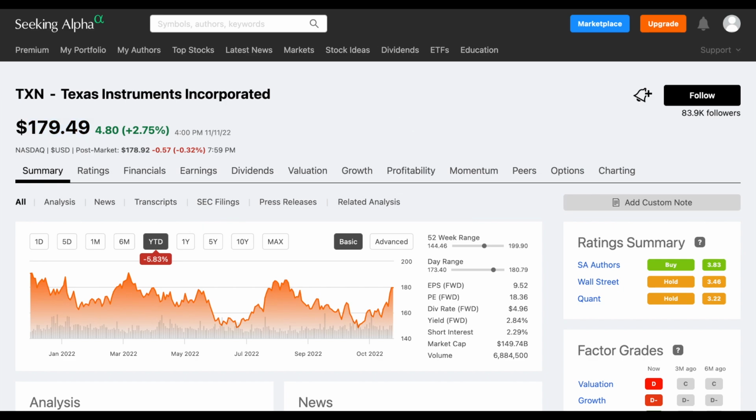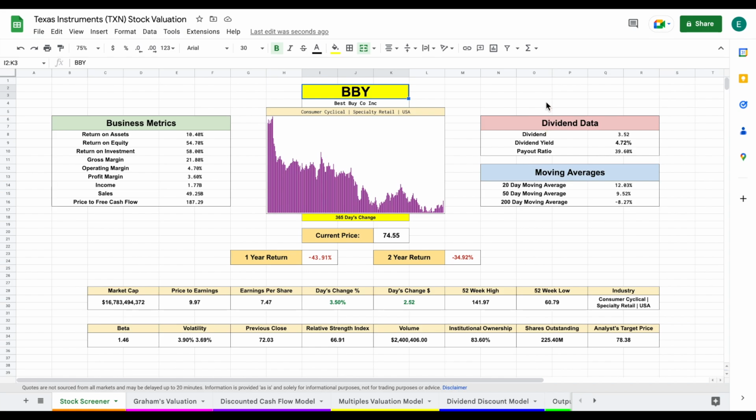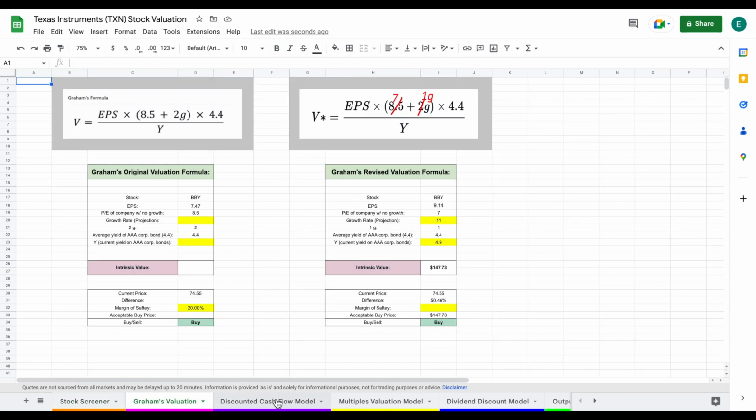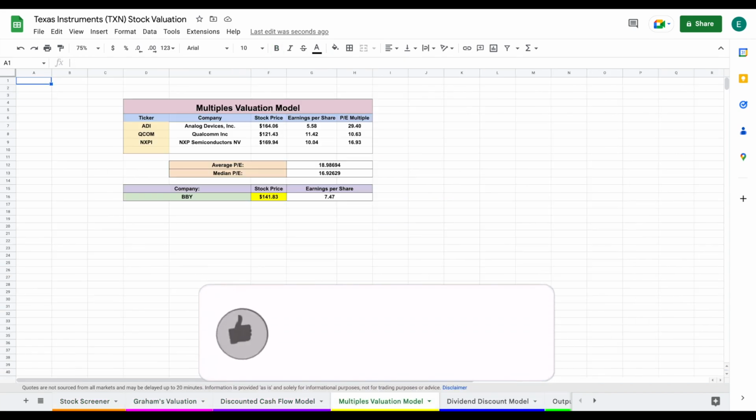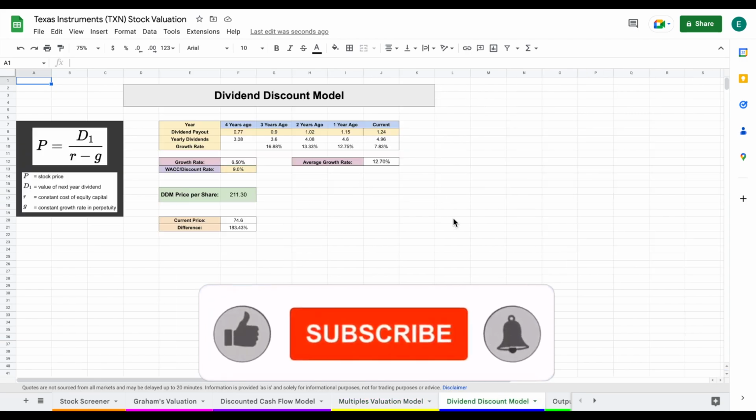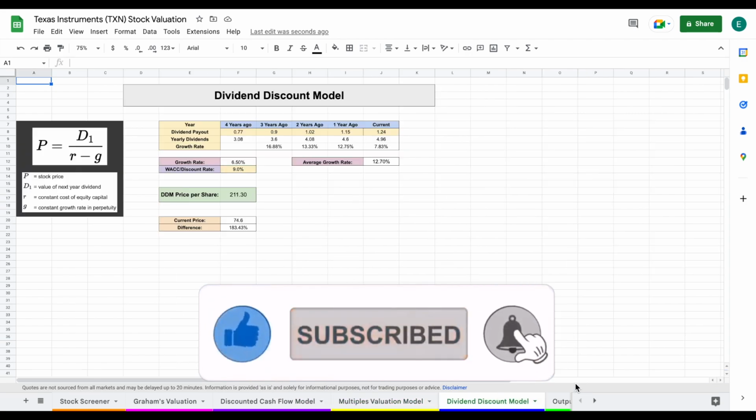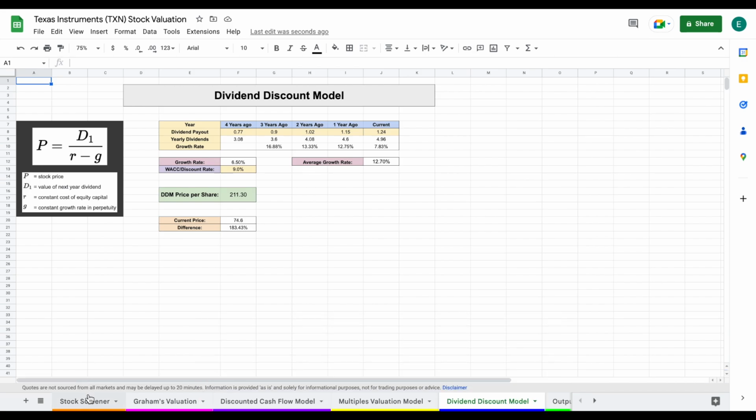So in this video, we're going to be jumping into my stock valuation spreadsheet to see if we can find the intrinsic value of Texas Instruments, and we're going to be looking at 4 different valuations. We'll be looking at Graham's valuation, a discounted cash flow model, a multiples valuation, and a dividend discount model, and all 4 of these valuations will roll into our output tab. So let's go ahead and jump over to our stock screener.